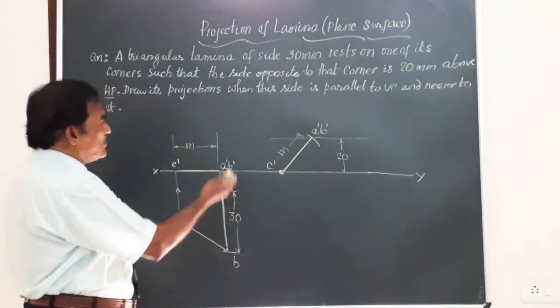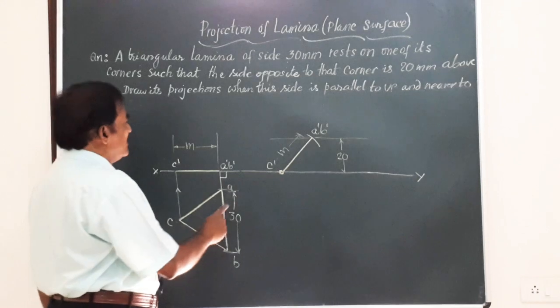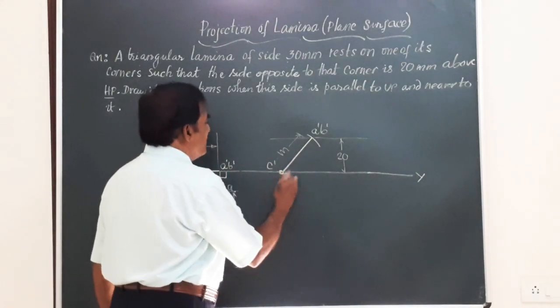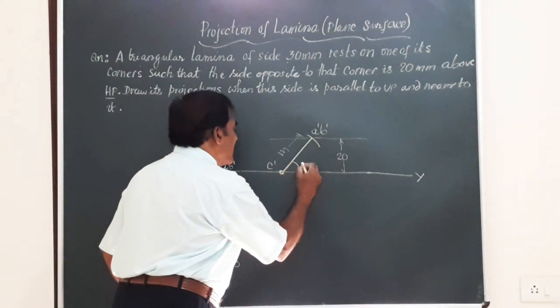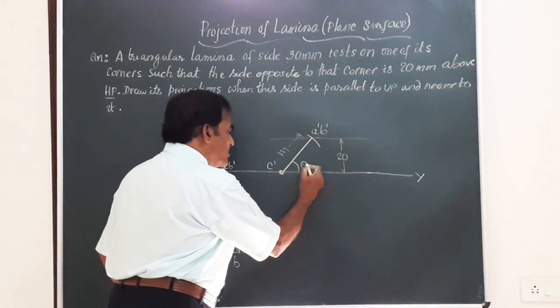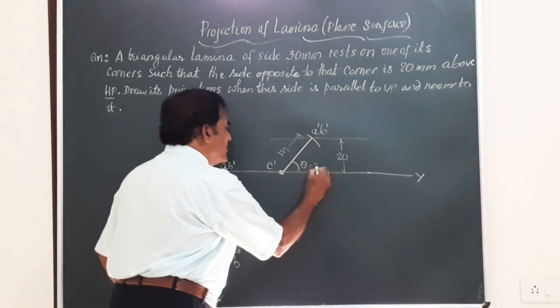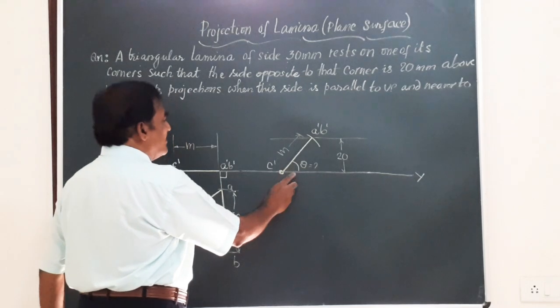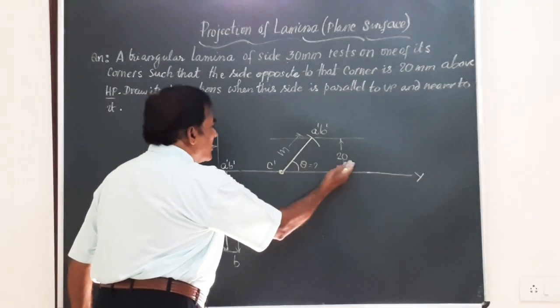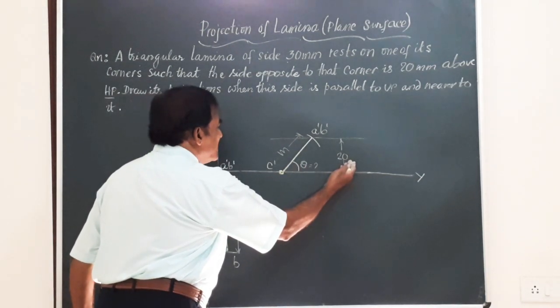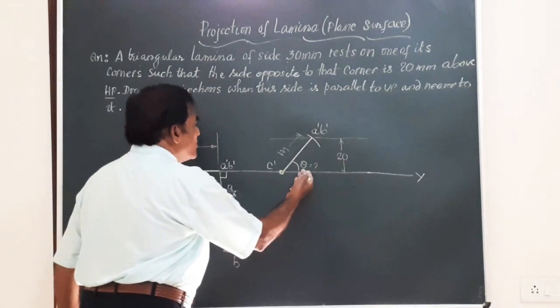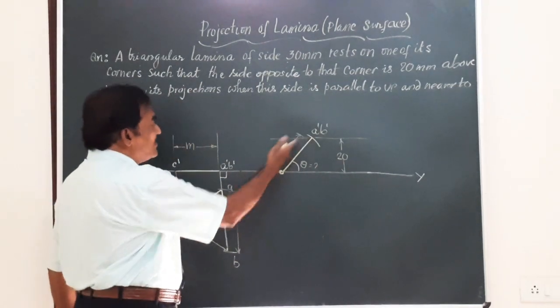Friends, if you observe this figure, it indicates that the surface of the lamina is inclined at an angle theta, which we are going to measure now. So instead of giving this angle, when they give you this angle, they can ask you to find out this, or when they give this height, they can ask you to find out the inclination of the surface.